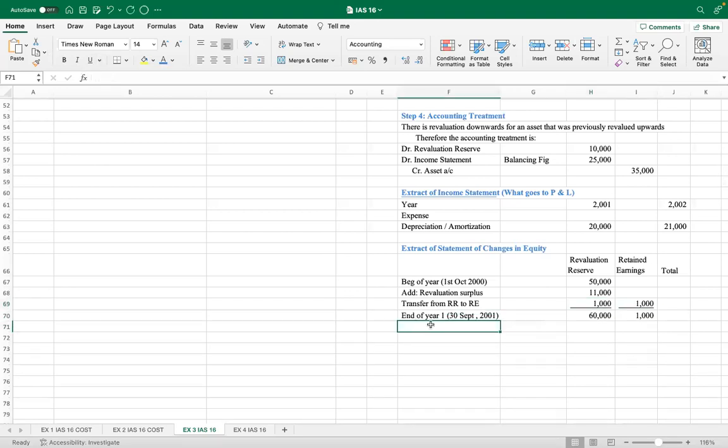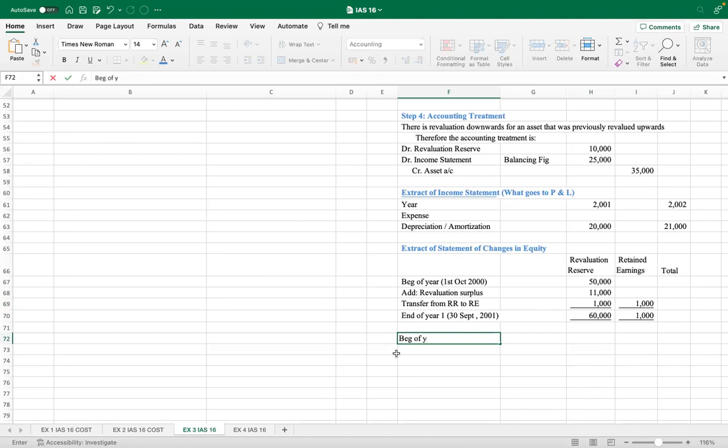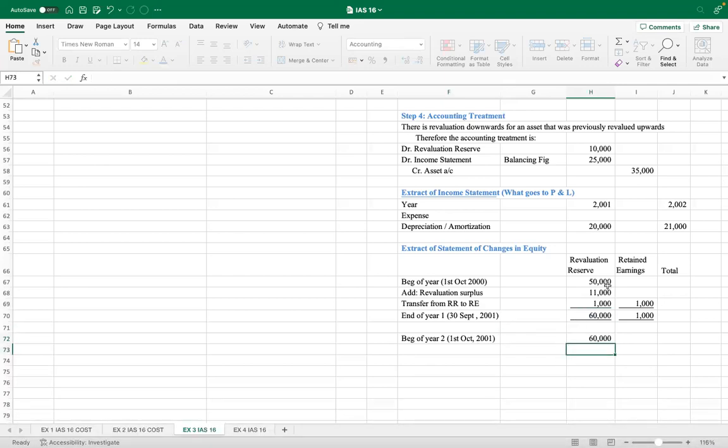Now, the balance at the end of year one is the balance at the beginning of year two. I hope we all know that. Balance at the end of year one is the amount at the beginning of year two. So beginning of year two starts on 1st October 2001. So the closing balance in year one is the opening balance in year two. I believe we are resonating well with that.